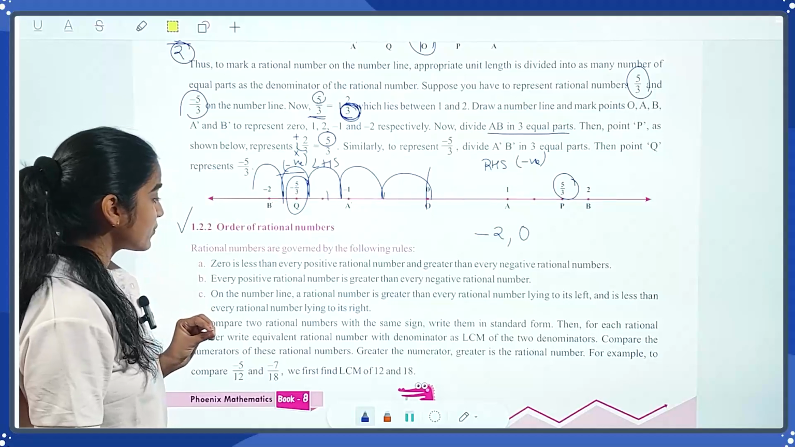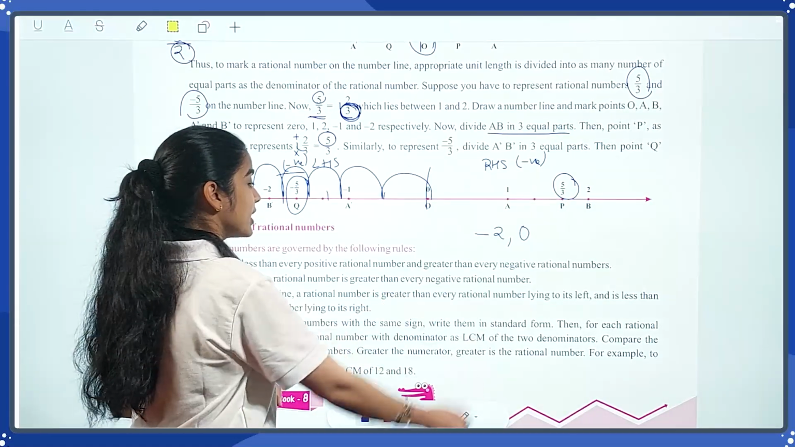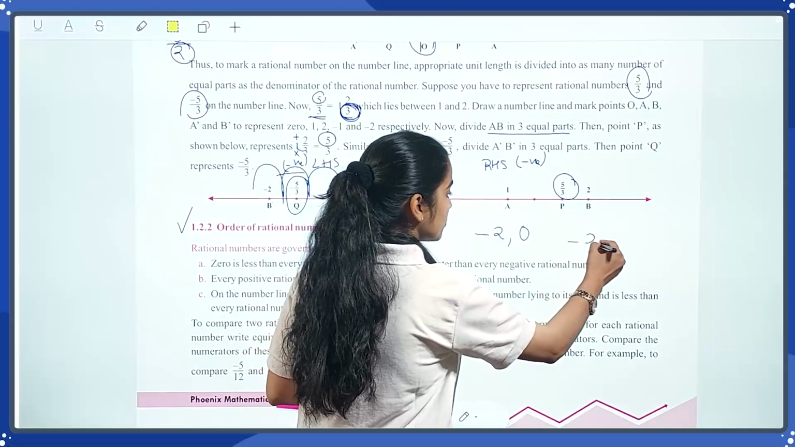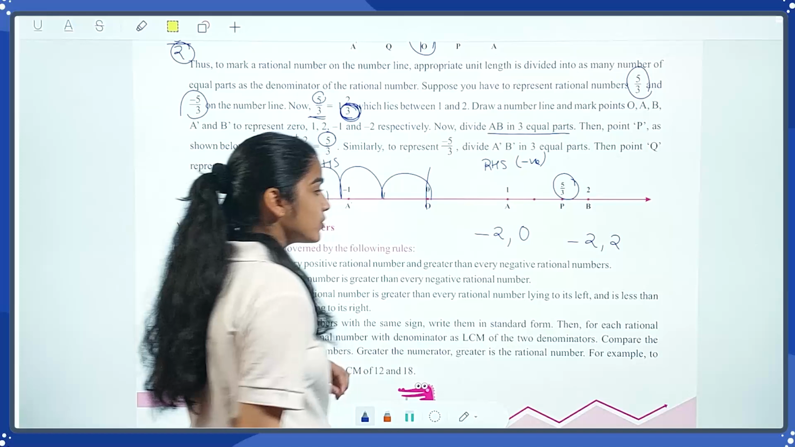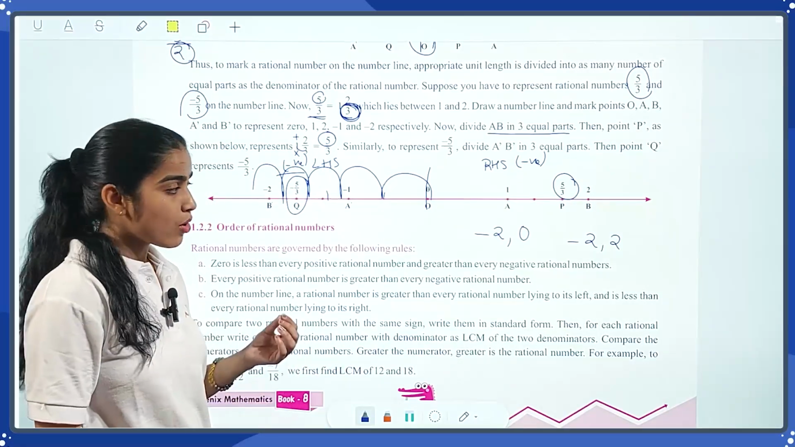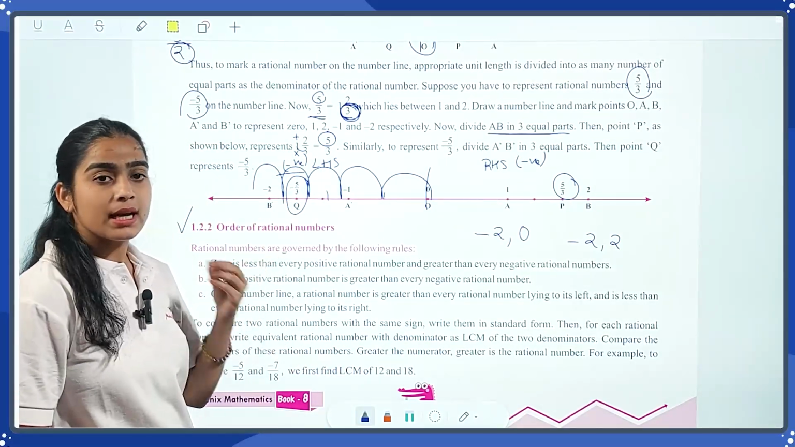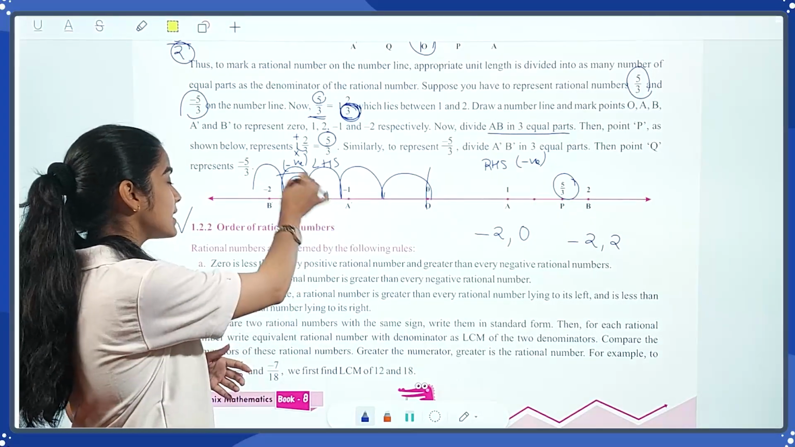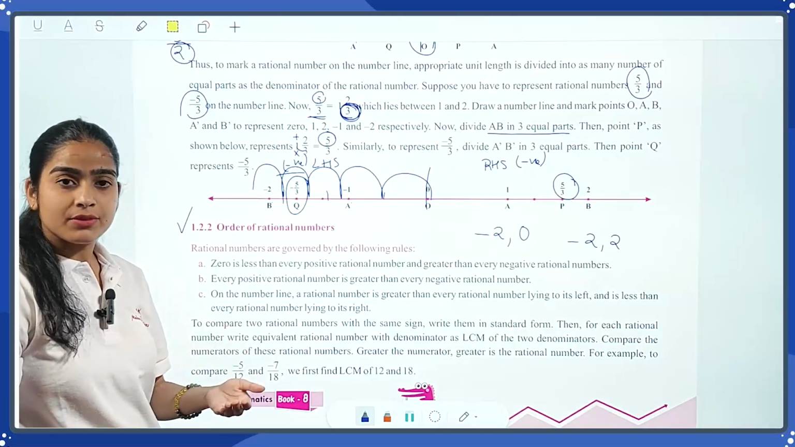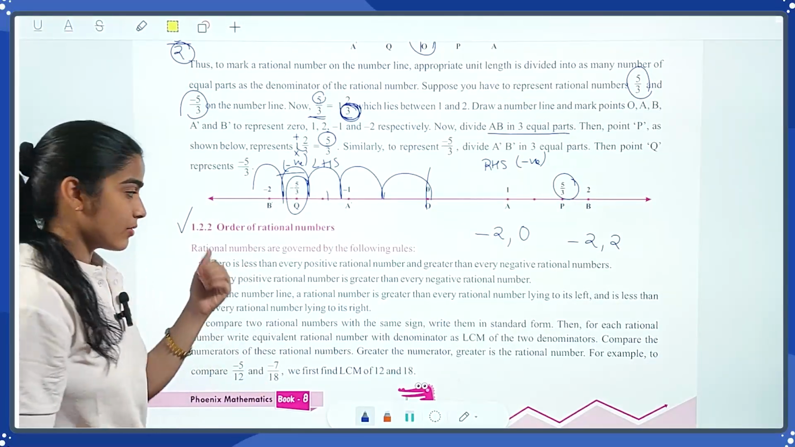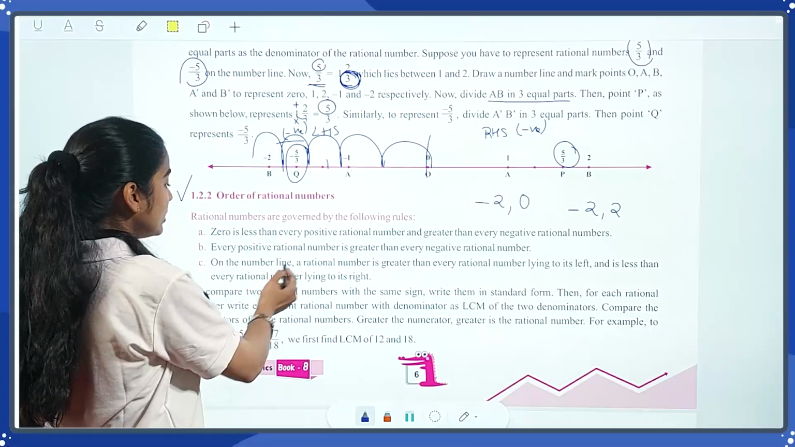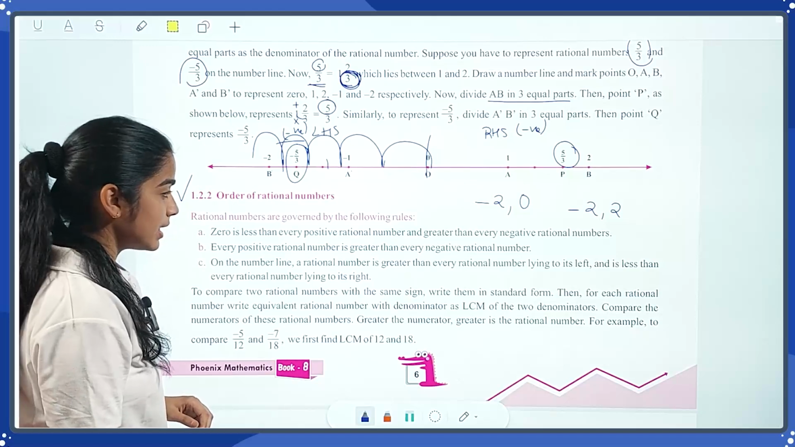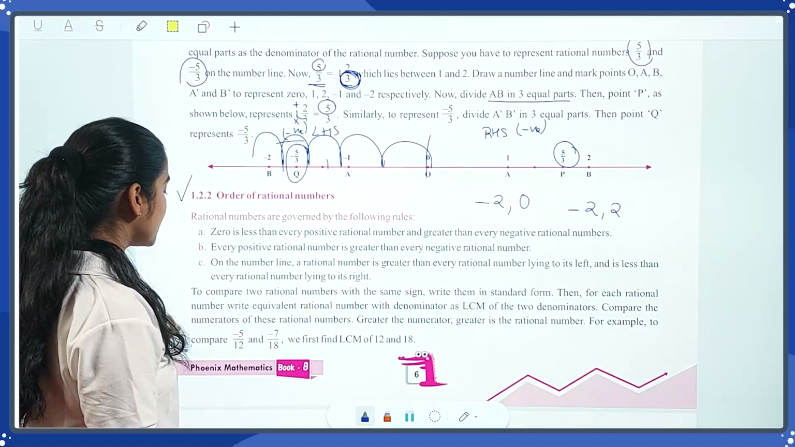Next, every positive rational number is greater than every negative rational number. If you have the same numbers, for example, minus 2 and 2, and you have a question, which one is bigger? You always say 2 is bigger as compared to minus 2. The same reason applies, because as we move towards the left hand side, the value of numbers decreases. Now, on the number line, a rational number is greater than every rational number lying to its left and is less than every rational number lying to its right.